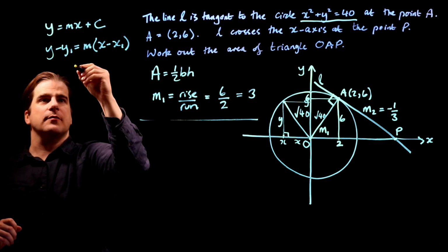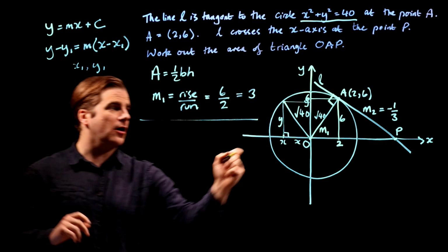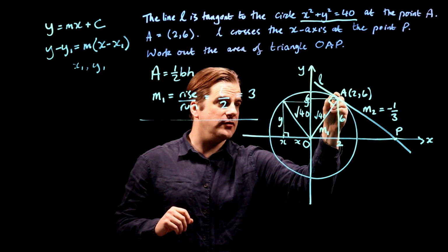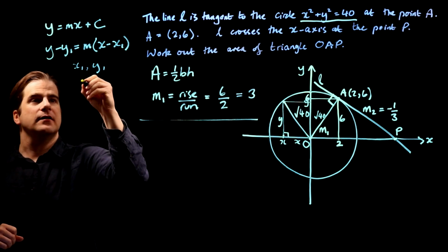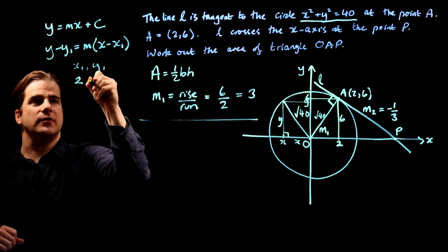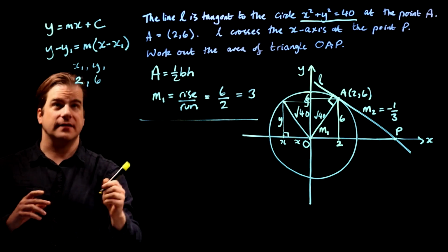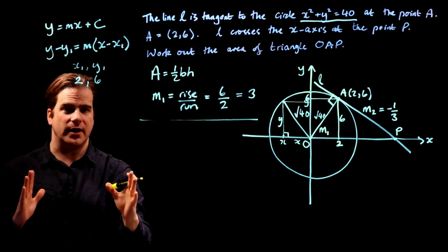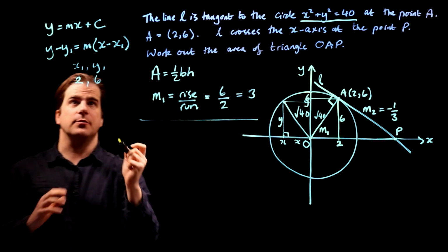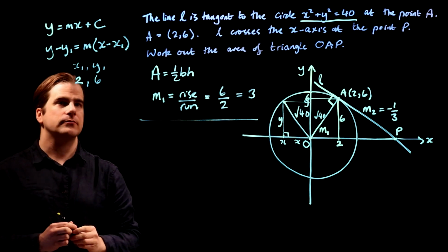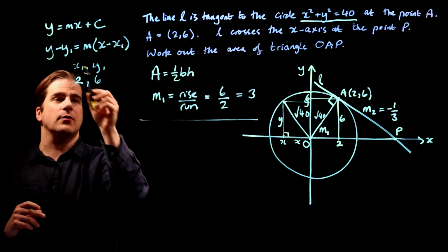I'm using this one because the point x1, y1 is any point on the line, and we have a point. We know it goes through the point 2, 6, so x1 is going to be 2 and y1 is going to be 6 in this equation. Learn both of these. Like I say, they're two different versions of the same equation, the equation of a straight line. But when you know the line goes through a certain point, it's more convenient to use this one. So our point is 2, 6. So x1 is 2, y1 is 6.